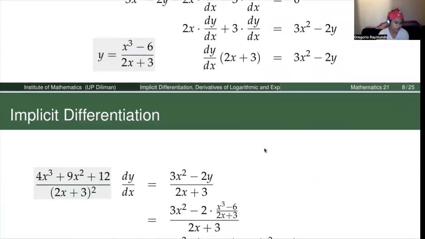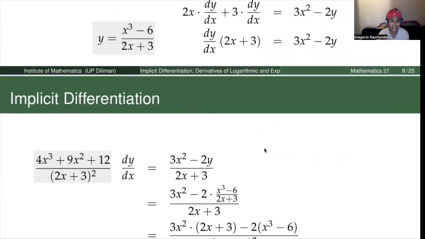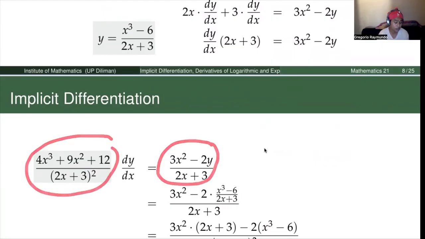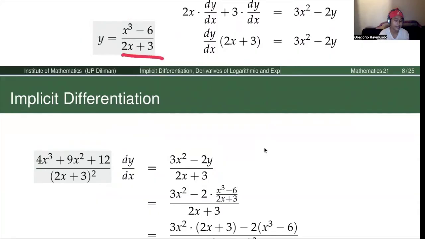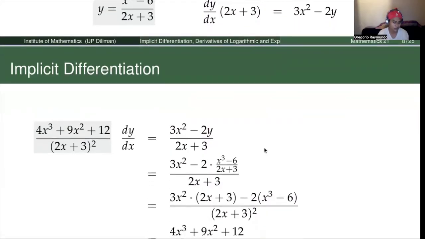Okay? So what we're going to do is, although hindi ito standard practice na kailangan mo pang ipakita na equal yung dalawang to. Kasi first of all, hindi lahat ng expression kaya mong i-isolate si y away from x. Nagkataon lang na madali. Ano lang to, for demonstration, na equal talaga sila. So this one here, we are going to replace y by this expression. So we get 3x squared minus 2 times x cubed minus 6 over 2x plus 3, all over 2x plus 3.